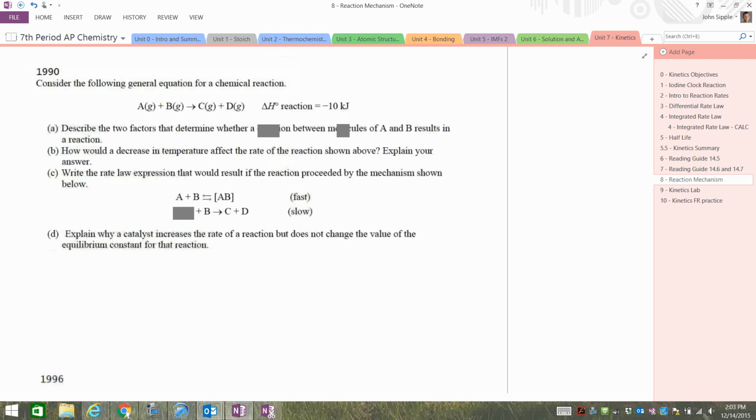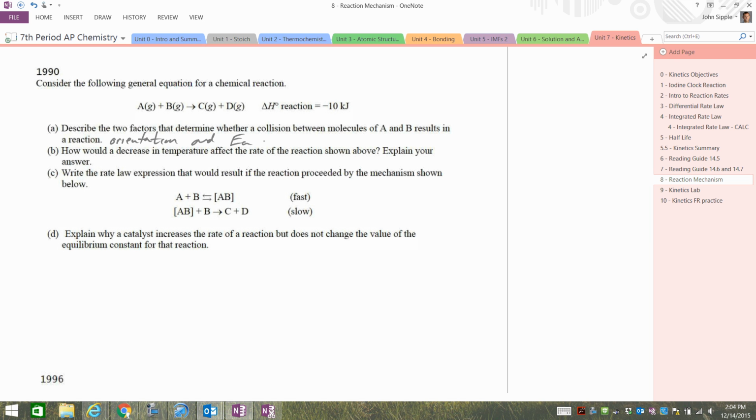All right, let's do this one real quick. Describe two factors that determine whether a collision between molecules of A and B results in a reaction. What did we just talk about? What do we got to have? Orientation, and activation energy. You got to have proper orientation, and enough activation energy for a reaction to happen.